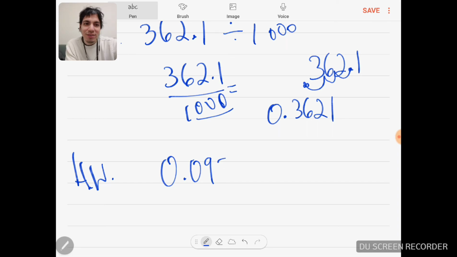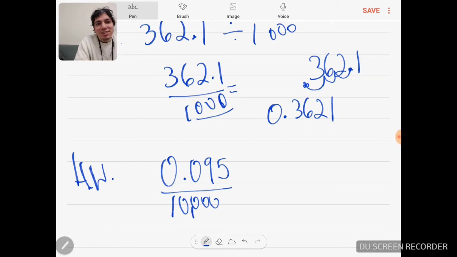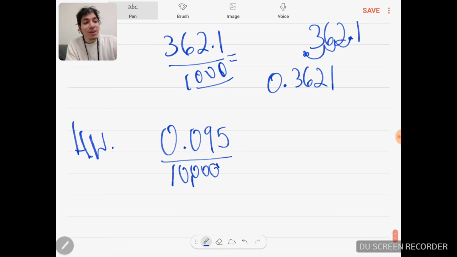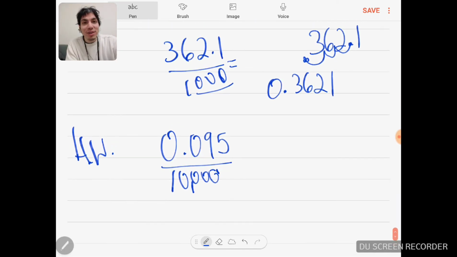And for homework, let's say 0.095 over, sure, 10,000. So you'll figure out what that is for homework. You can leave your answers in the comments down below, okay?